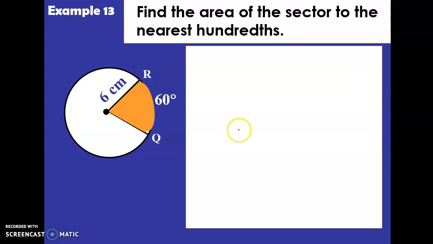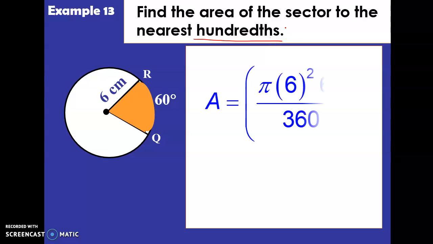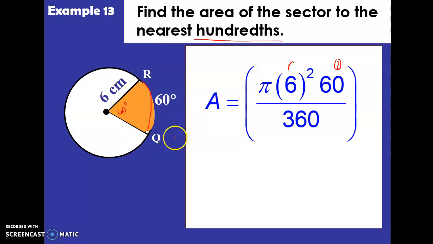Find the area of the sector to the nearest hundredth. So we're going to keep pi to the very end and then we'll toggle. So here's my formula. I've dropped in my radius. Here's my theta. Remember, the intercepted arc of a central angle is equal to the angle. The central angle and its intercepted arc are congruent. So I'm just going to put this into the calculator.